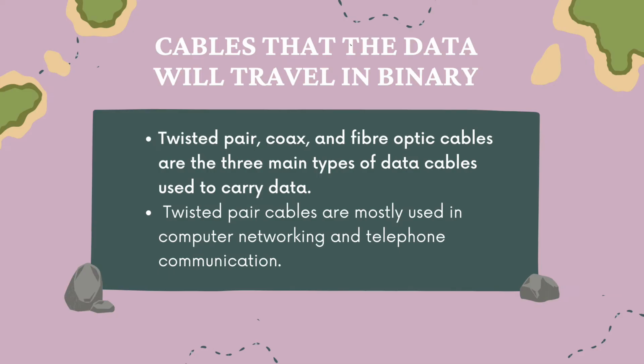Twisted pair, coax, and fiber optic cables are the three main types of data cables used to carry data. These three types of cables are utilized in various situations. Twisted pair cables are mostly used in computer networking and telephone communication.